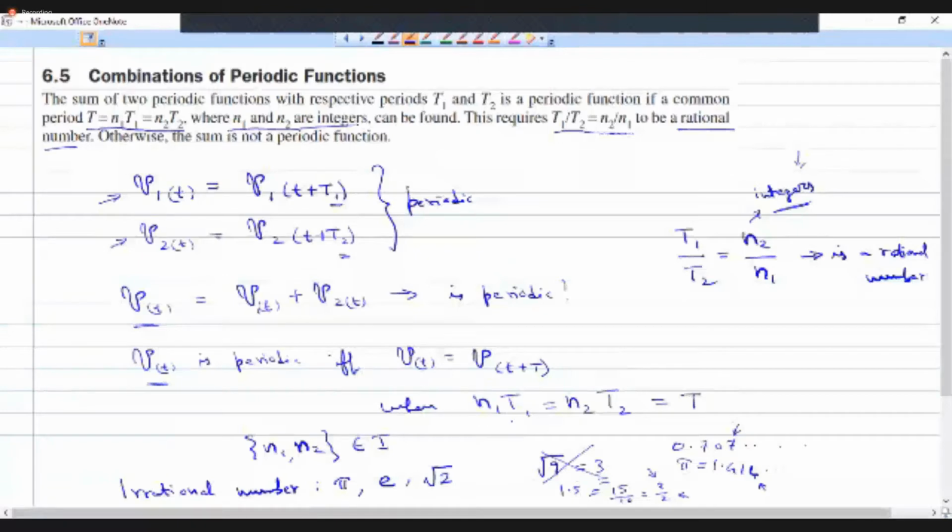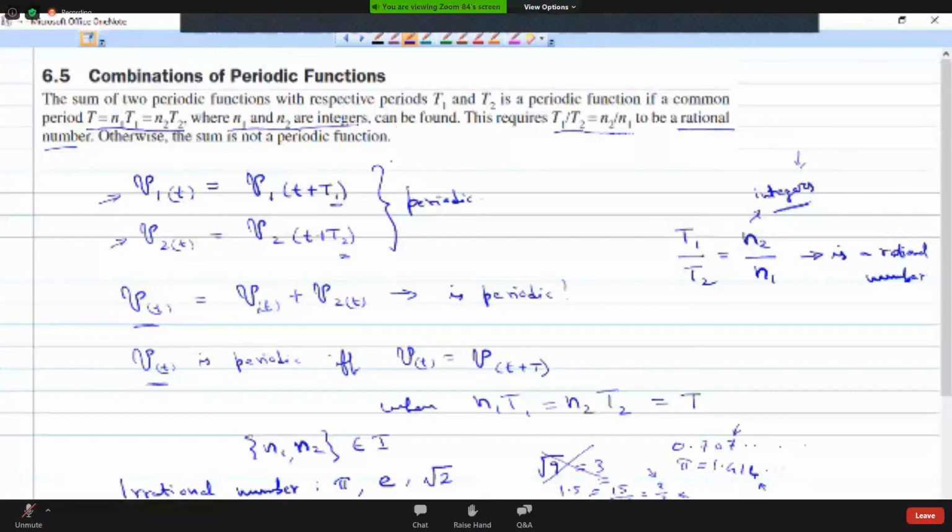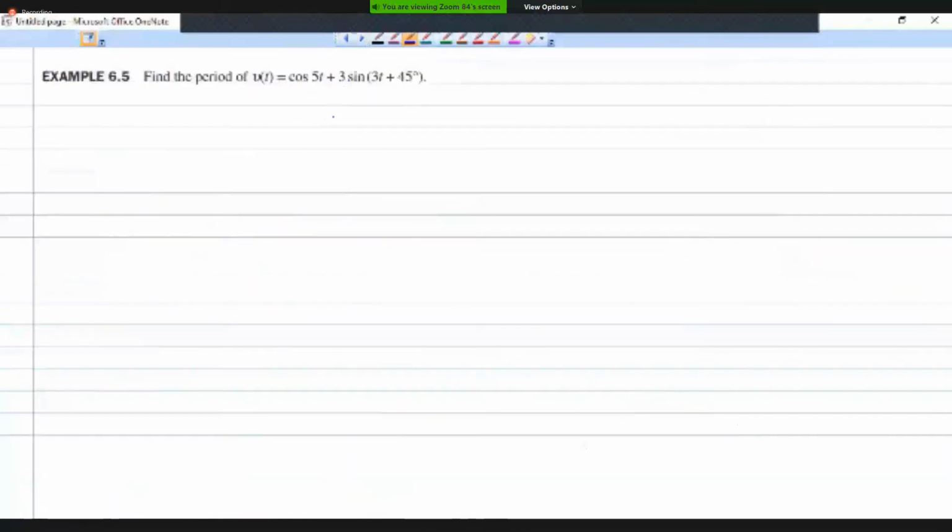That is how we can find out whether the sum of two functions, or the sum of any number of functions, is periodic or not. You will understand better in terms of this example. In this question, we have to find the period of v of t, which is the sum of two periodic functions. We know that cos and sine are periodic with period 2 pi. So find whether they are periodic first. If they are periodic, then find its period.